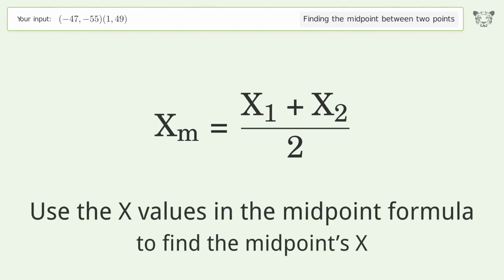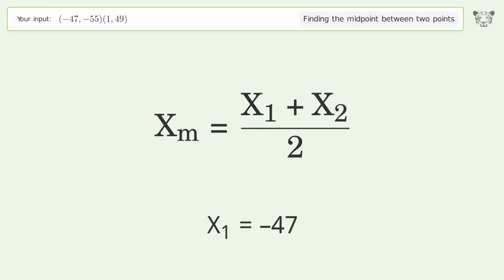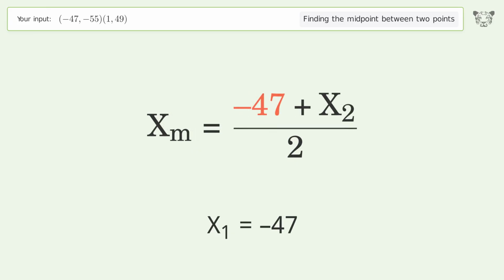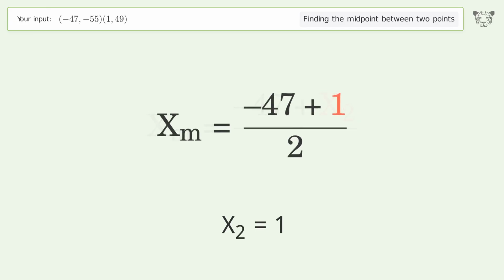Use the x values in the midpoint formula to find the midpoint's x. x1 equals -47. x2 equals 1. Simplify the arithmetic.